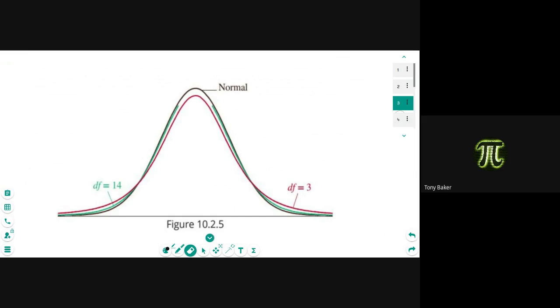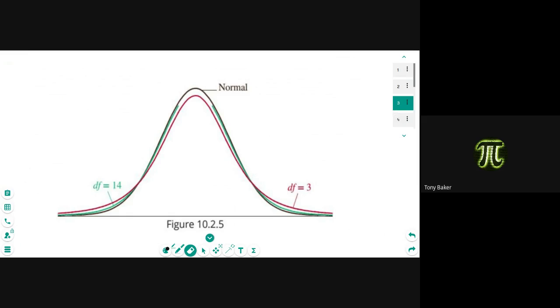Does anybody remember the number that I said? As long as you have this amount of numbers, you automatically can assume it's normal and you don't have to worry about anything? 30. So the closer you get to 30, the closer it is to that normal bell. If you look, the red line is 3, and it's spread out a little bit more. The green line is 14, and it's getting closer. So the closer you get to 30, the closer you're going to get to that black line. Okay?